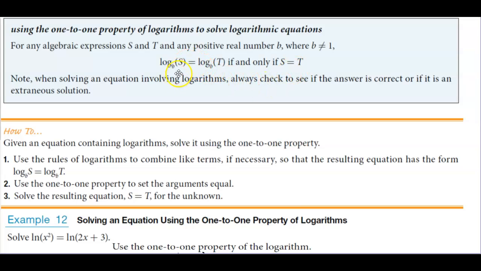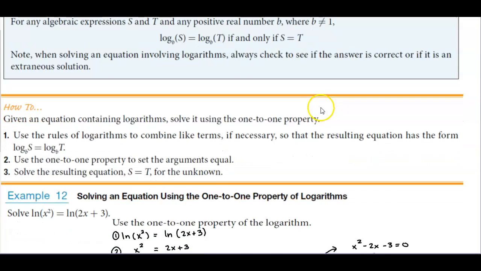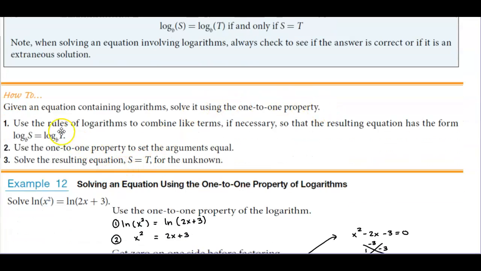So kind of similar to when we had the same base, we can let the exponents equal each other. In this scenario, since we have the same base and the logarithms are equal to each other, then we can say that the arguments, in this case called s and t, are equal to each other. Now note, when solving an equation involving logarithms, always check to see if the answer is correct or if it is an extraneous solution. So if we're given an equation containing logarithms, we're going to solve it using the one-to-one property.